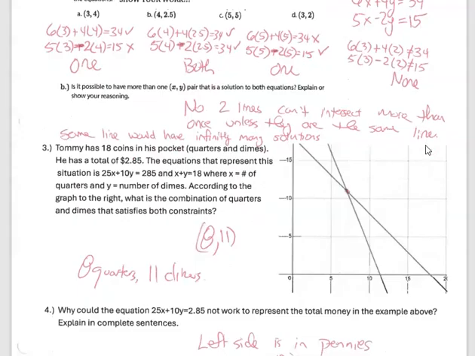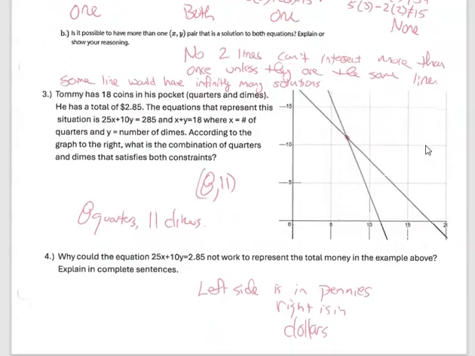The next one says, is it possible to have more than one pair that is a solution to both? Well, kind of not. The answer I said was no, because 2 lines can't intersect more than once unless they're the same line, and then it would be infinitely many solutions.